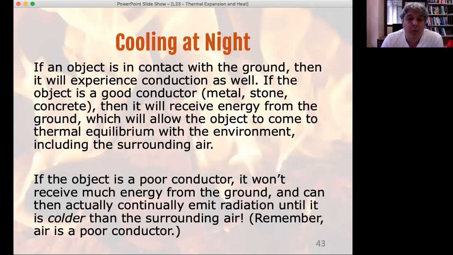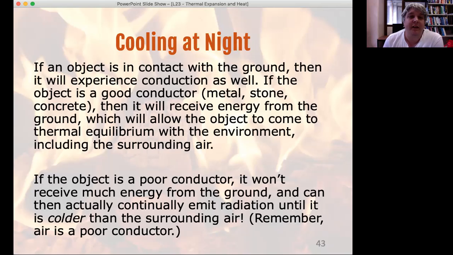But if the object is a poor conductor, it won't receive much energy from the ground. It can then continue to emit radiation until it's colder than the surrounding air. Remember that air is a poor conductor, so we're relying on radiation for this to happen. And at night, there's not much radiation going on because there are no photons coming in from the sun. So these objects can't get energy by conduction from the ground, but they're still emitting energy into the atmosphere and there's not much incoming radiation. They end up colder than the surrounding environment. They radiate all their energy away and they're not receiving much.